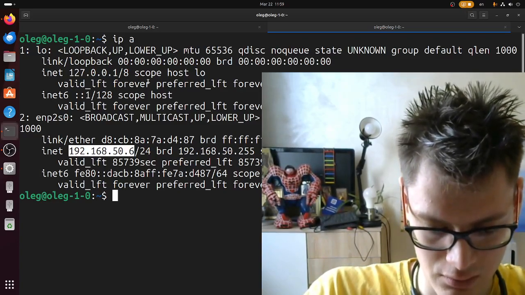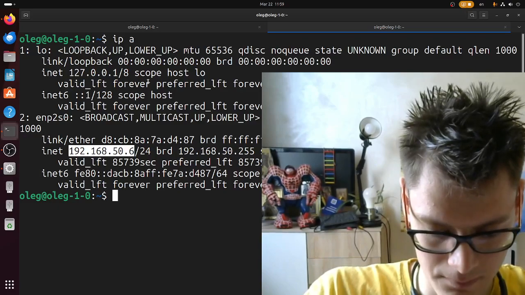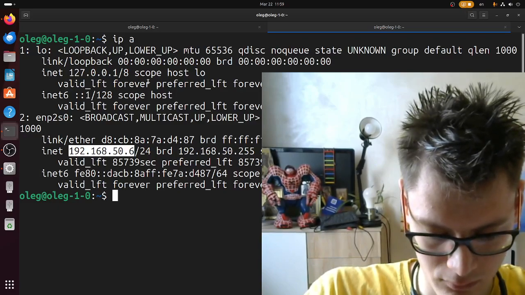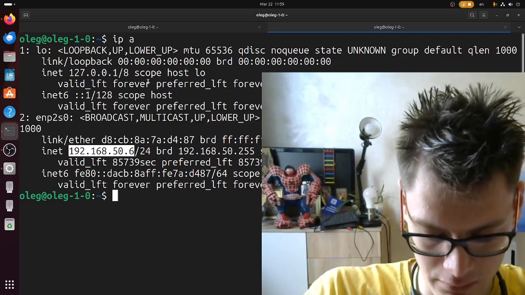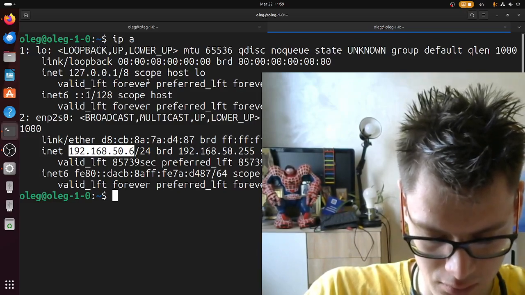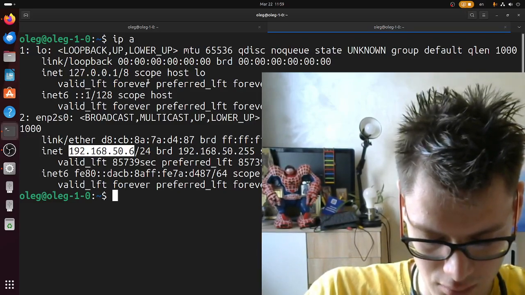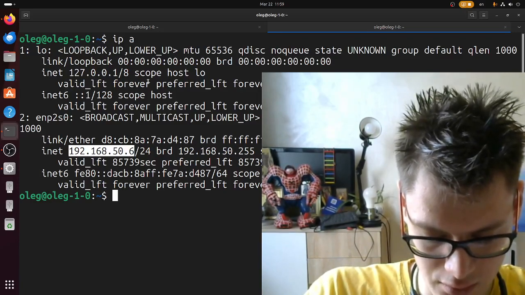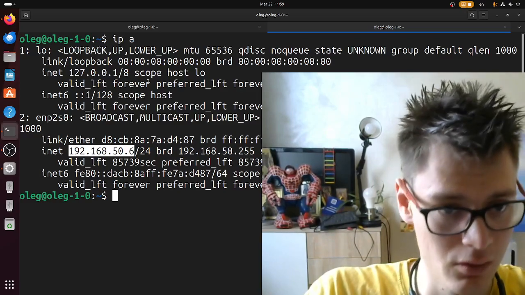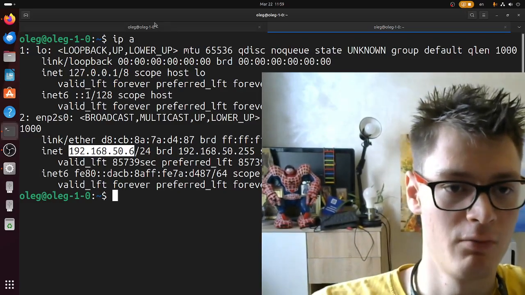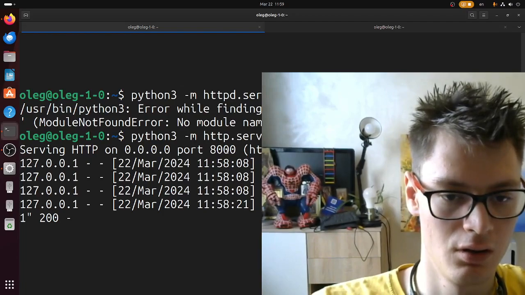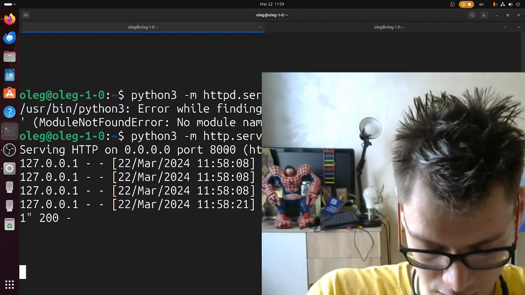Okay, and it cannot open. Okay, maybe I'll add HTTP. Okay, it also did not work, but I'm running on some port, right? I'm running on 800, right? So let's try 800.